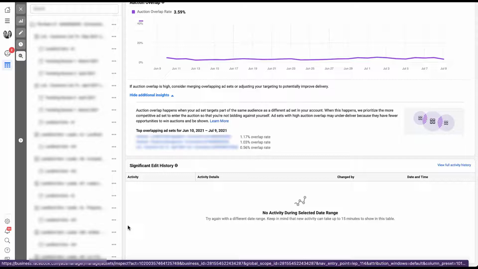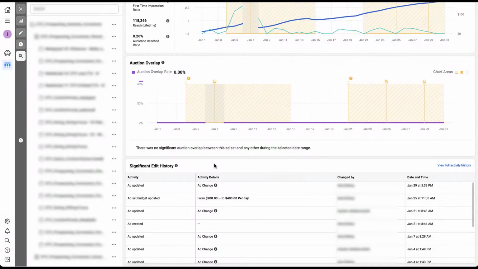So let's hop back into that other account that we looked at earlier to see how this looks. Effectively, it's going to be formatted pretty similar to the change history section within Facebook ads. You'll be able to see the specific activity, the activity details, who it was changed by, and the date and time.